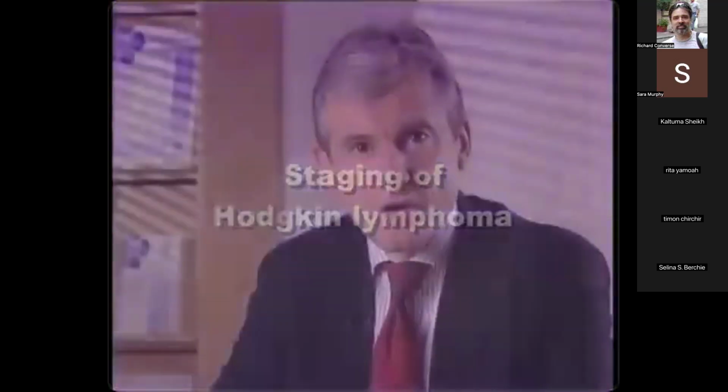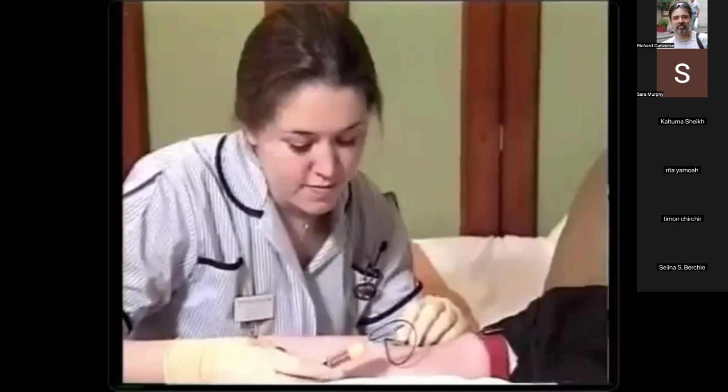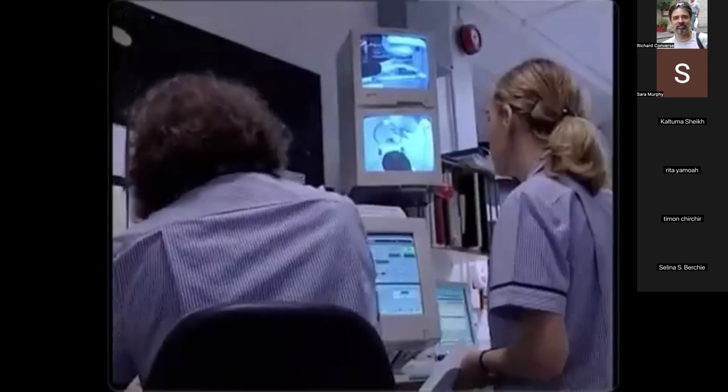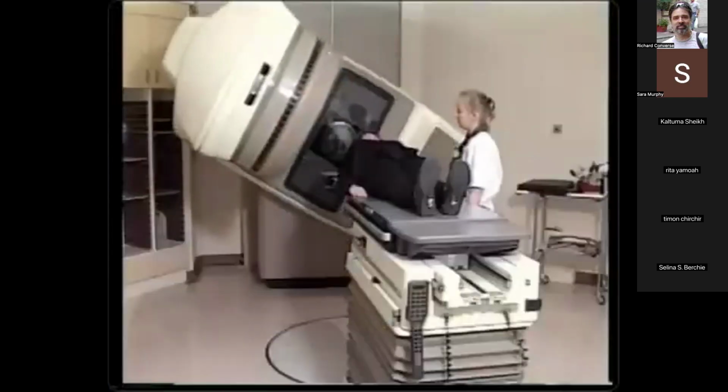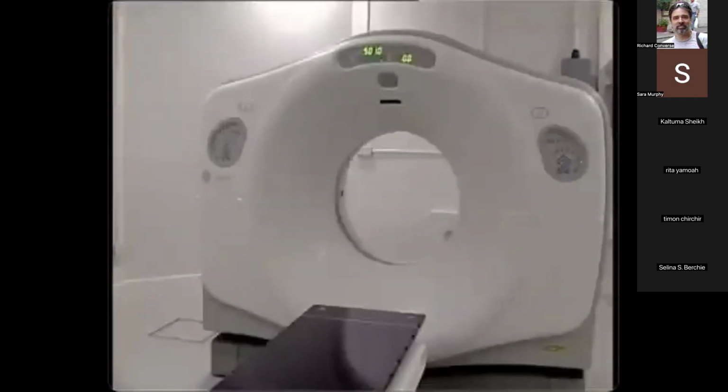Staging means finding out which areas of the body are involved in the disease. Staging involves a very careful clinical examination and a range of blood tests, x-rays and scans. A bone marrow test is also sometimes needed.